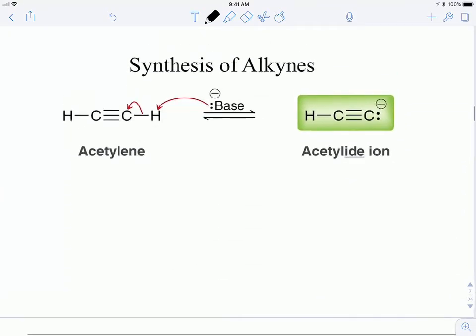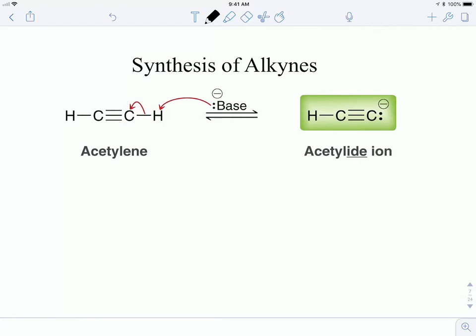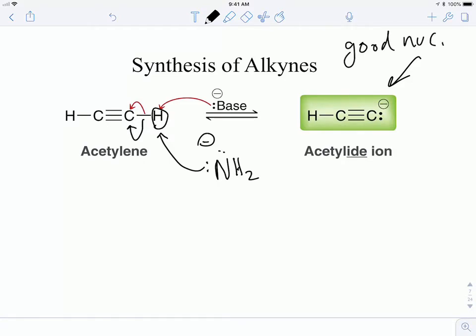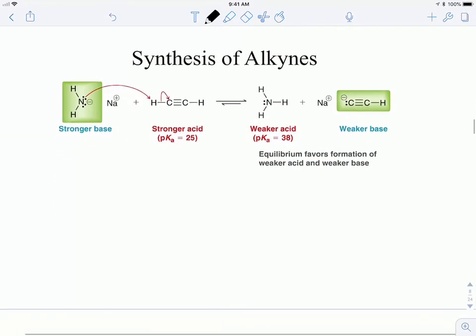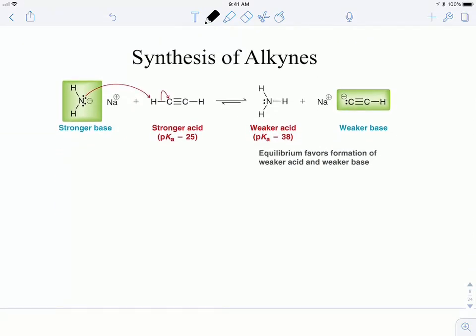Okay, so the first way we're going to talk about to synthesize alkynes is to exploit this idea that you can deprotonate this CH bond. The base that we're going to use to deprotonate this is called the amide anion, which is the conjugate base of ammonia. So the NH2 minus anion can deprotonate this hydrogen. Those electrons are going to go onto the carbon. And notice this is a negatively charged carbon, so it's a really good nucleophile. This is referred to as the acetylide anion. Now we can use this nucleophile to do chemistry, such as SN2 reactions, as we're going to see on the next slide. The reason why this works, remember, is that the pKa of ammonia is 38.